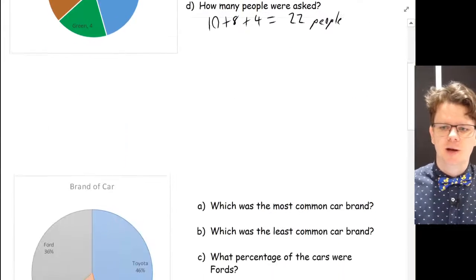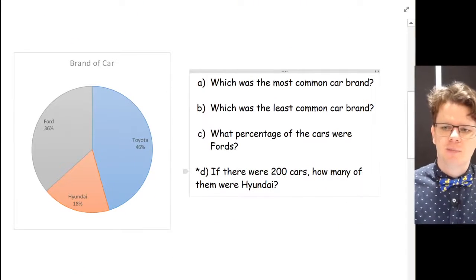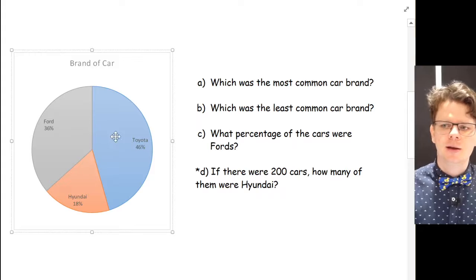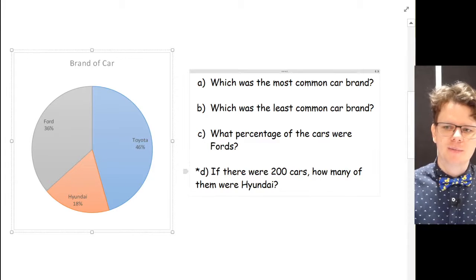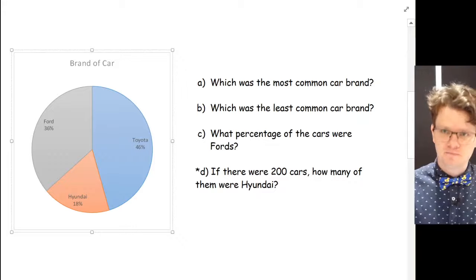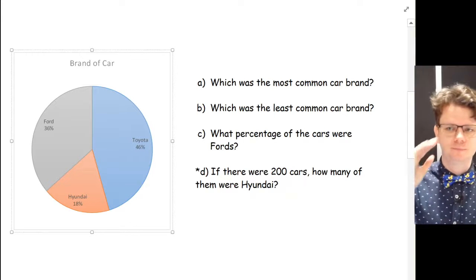Now for the next one, I want you to have a go yourselves. Now I've put a little star next to the bottom one just because it's a little bit tougher than the other 3 questions. But have a go at the first 3 questions, pause the video, have a look at this graph. It's to do with the brands of cars. And I want you to come up with what you think you might be able to do that last one. It's a little bit of a trickier question, but I think you'll be able to have a go. Alright, so pause the video now. Let me know how you go.